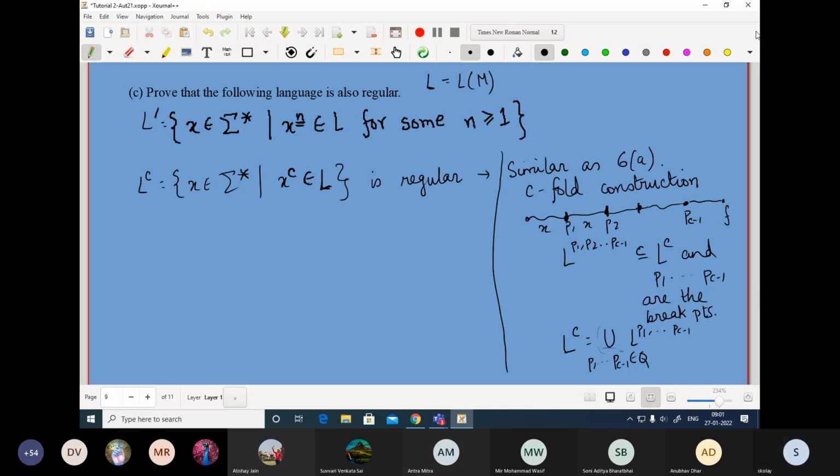M is this machine formed by Q, sigma, S, F. Suppose there are some K states in Q. So can you relate any of these constants related to M to show that this n will also be bounded? It will not be a variable. It cannot be infinite.